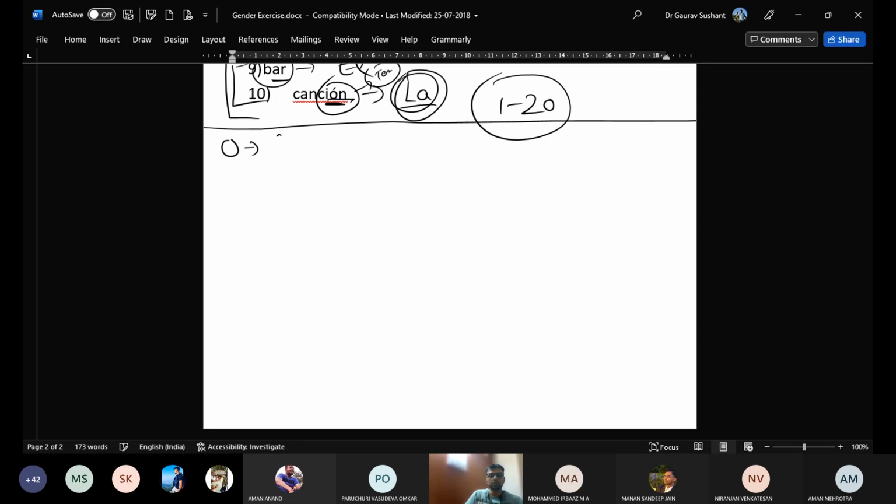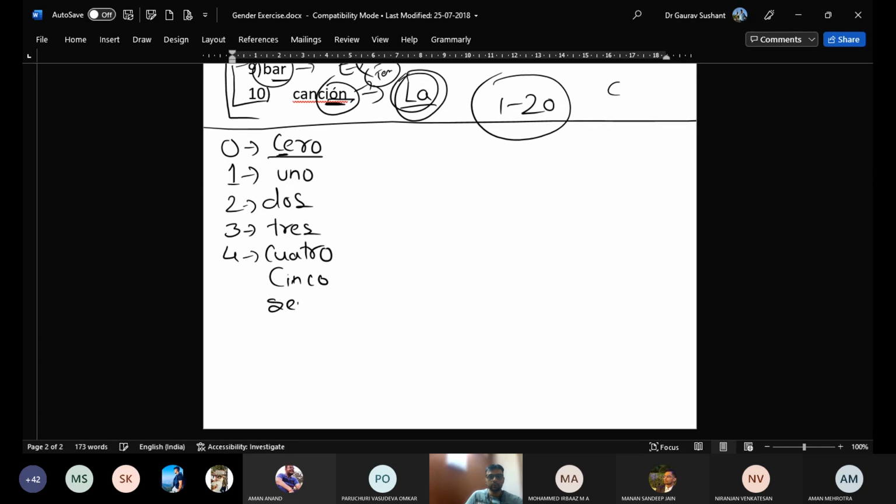So 0 is called cero. C is pronounced here as an S sound, so it is cero. So don't say something like quero or anything else. Then it starts with 1. So 1 is uno. Then dos. I'm writing it in small letters. You can write it in capitals also, that's not a problem. Then it is tres. Cuatro. Cinco. Seis.